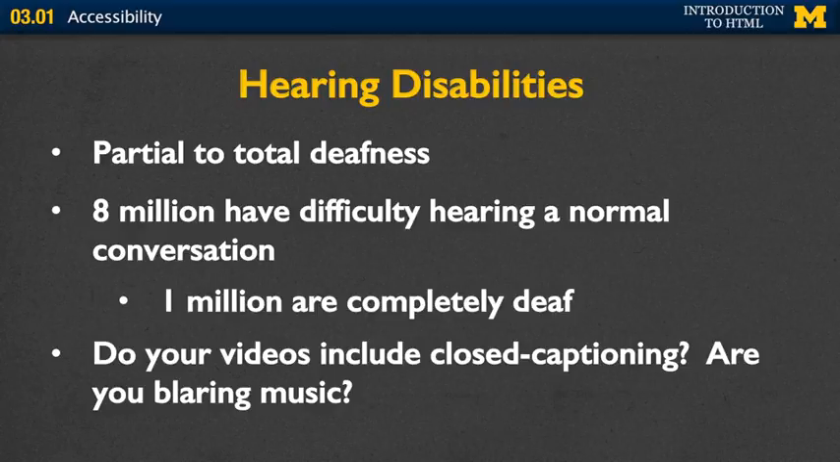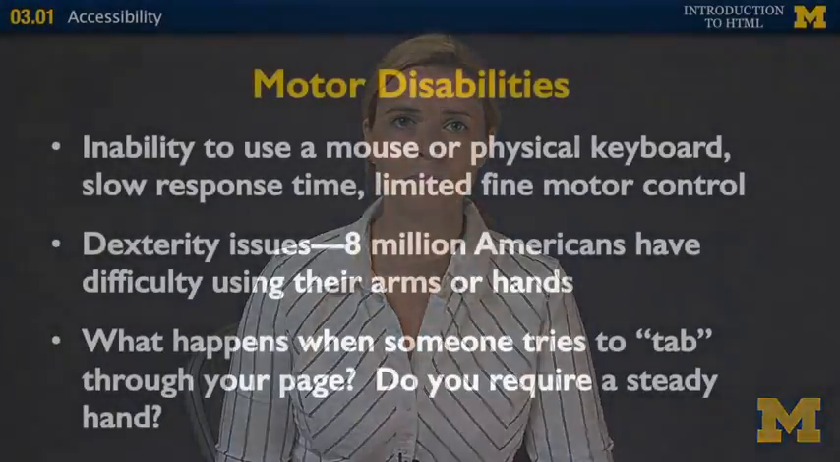But there's also other things to think about. Are you blaring music? You might have users who don't even realize that music is playing. Or perhaps you have things so low that people can't quite grasp what you're saying. One of the things we're going to talk about is making sure that people have the ability to control the different multimedia that you're going to put in your page. This is going to help people with hearing disabilities feel that they are in command of the technology, not that the technology is in command of them.